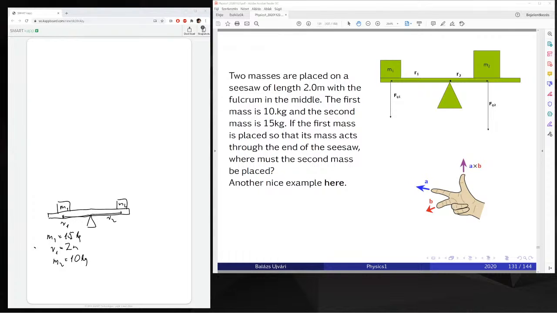Where should I place a 10 kilogram body on the seesaw if I placed a 15 kilogram at 2 meter? Try to solve it, and write the result in the Discord. And also you can answer what is the reaction force here that can guarantee that this system is not accelerated in any direction.